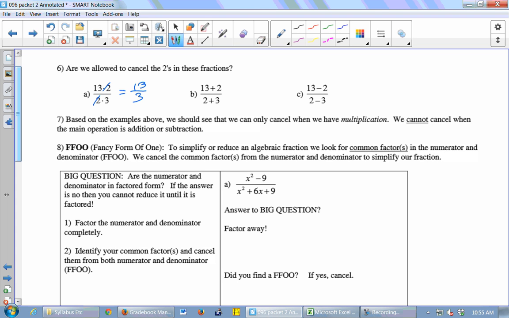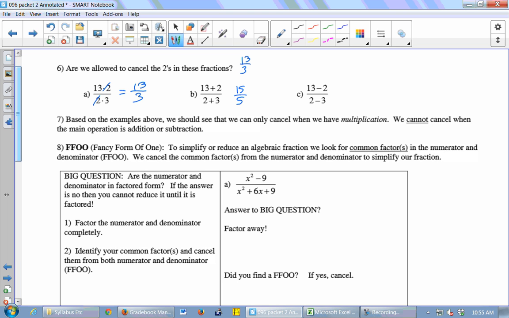All right, how about in the next fraction? Can I cancel the 2's? No. Why not? Because they're separated by addition. I can't cancel the 2's. If you're ever tempted and can't remember when you're allowed to cancel and when you're not, just test it. If you cancel the 2's, the answer is 13 thirds. If you don't cancel the 2's, the answer is 15 fifths.